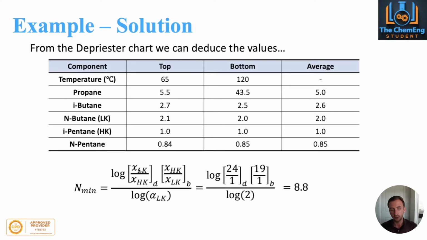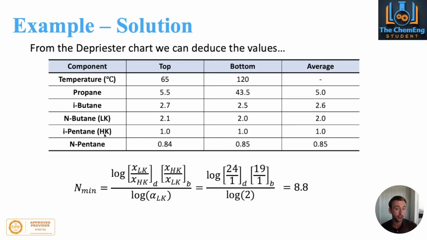Now these values here, the 24, the 1, the 19 and the 1, correspond to the original composition table. And what we need here is the relative volatility of the light key, which in this case would be N-butane. So N-butane is the light key and I-pentane is the heavy key.